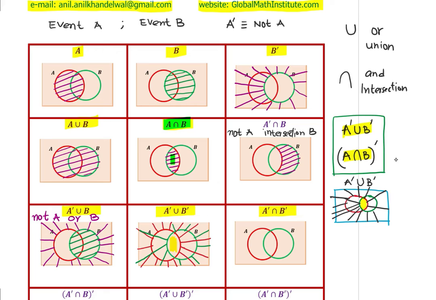Now let us try to do the complement of A intersection complement of B. How could you do it? Well, using De Morgan's law, we could write this as A union B complement. Not A union B. A union B is everything inside, and not A union B means we're talking about everything outside.